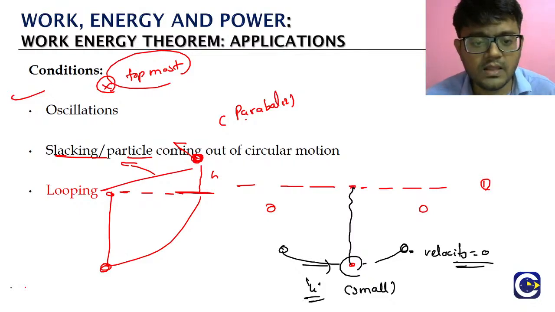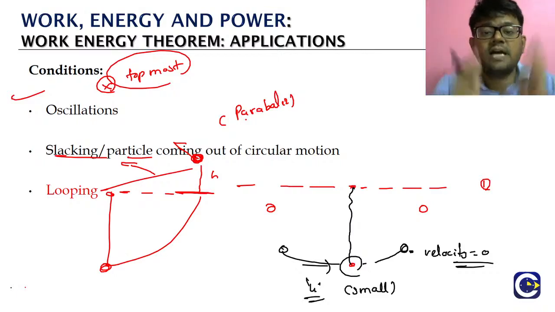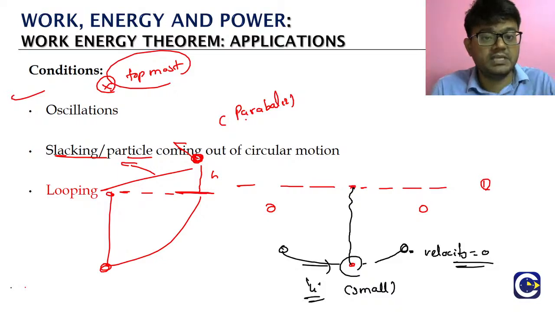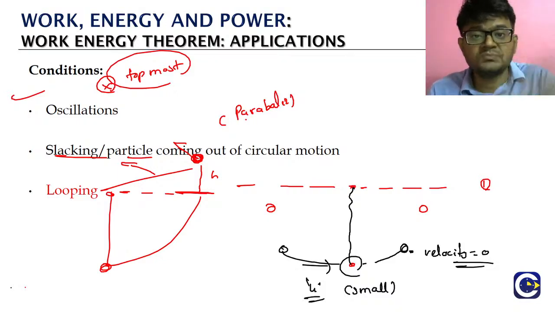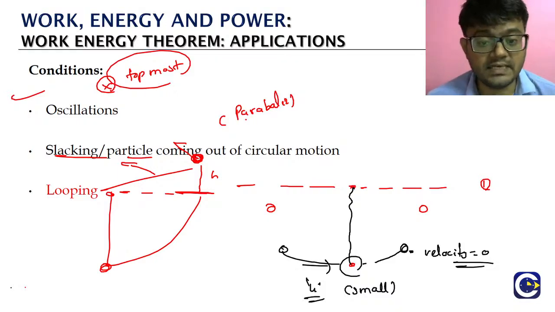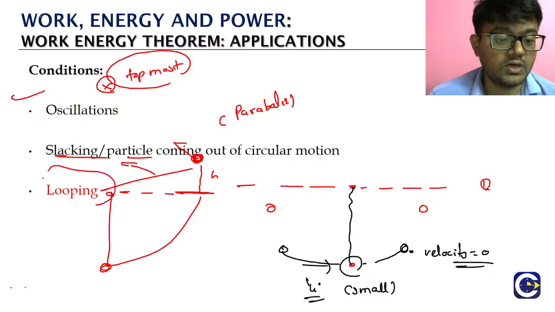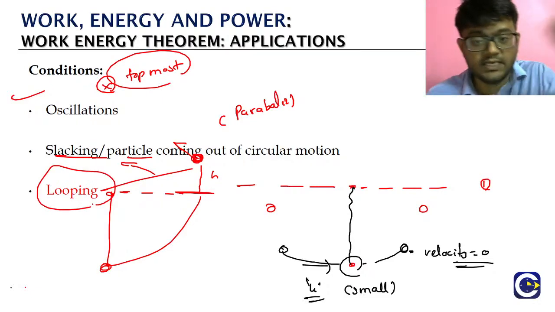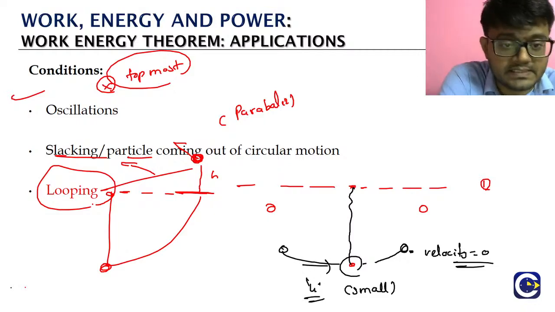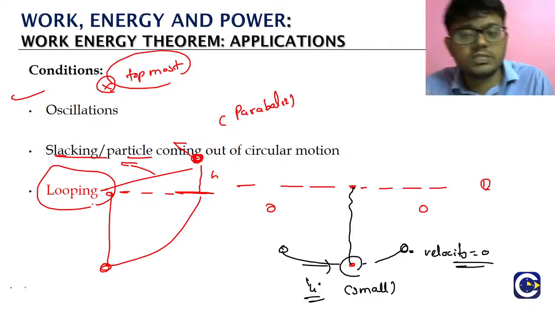But if you are giving a sufficiently high velocity, what you will see is that the particle will be able to go in the full circle or complete circle. That is what we call looping. It is able to go in the complete circles. So there will be three situations.